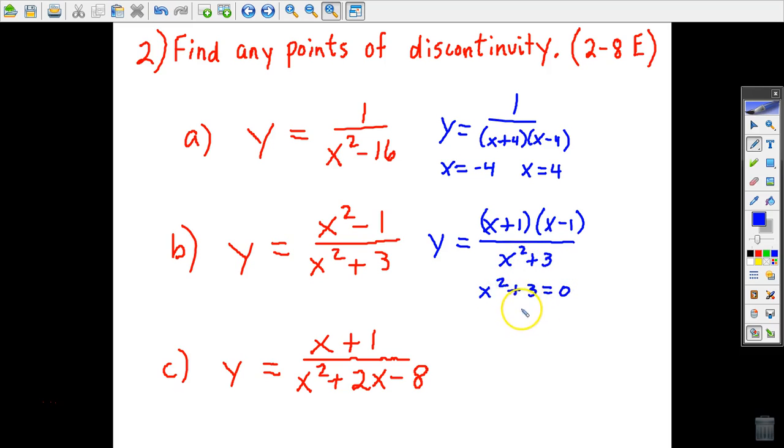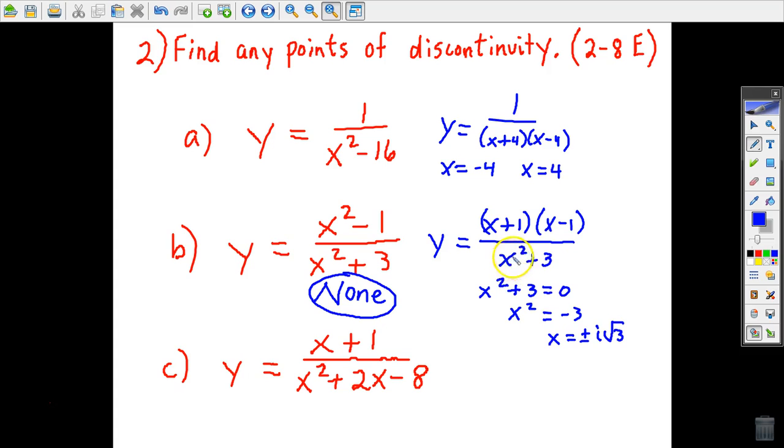Just set the denominator equal to 0, solve it, and you can probably see that we're going to get an imaginary number answer. And anytime this happens, you solve for x in the denominator, letting the denominator equal 0, and you get a result that involves the number i. That tells you that there is no possible way you could have an input that you could use for x and make the denominator 0. So therefore, on letter B, I'm going to say that there are no points of discontinuity.